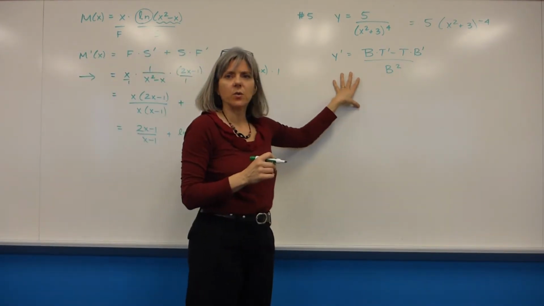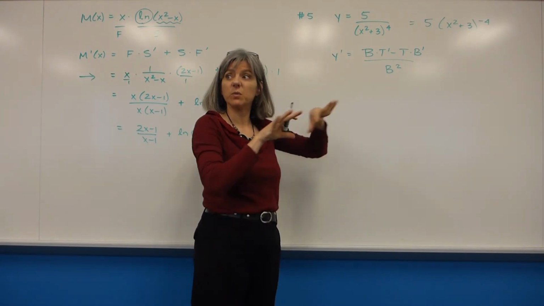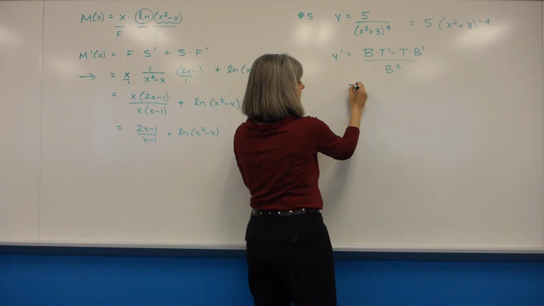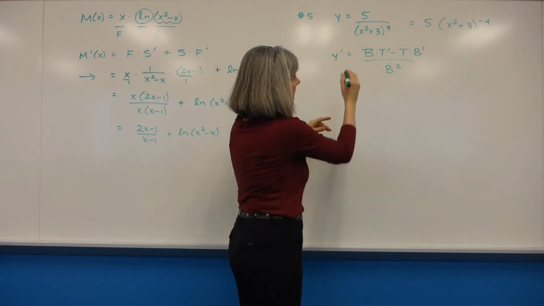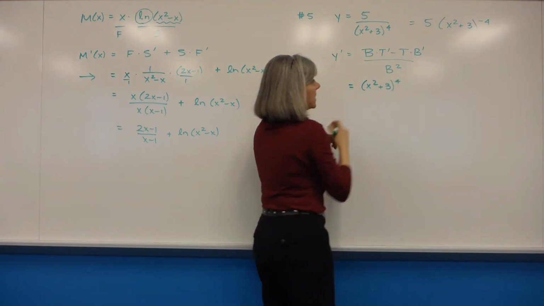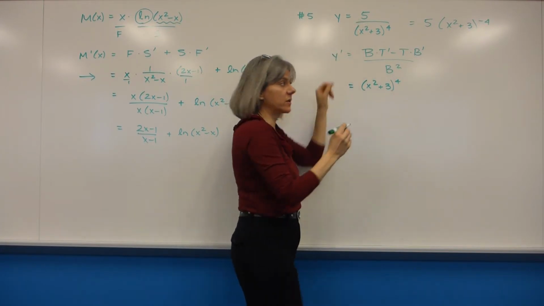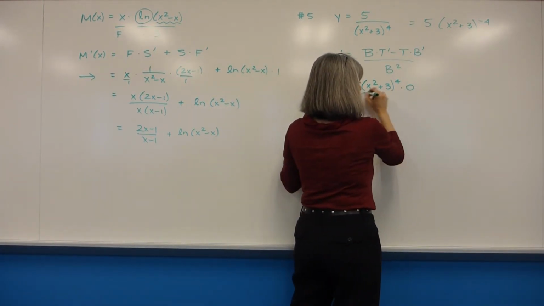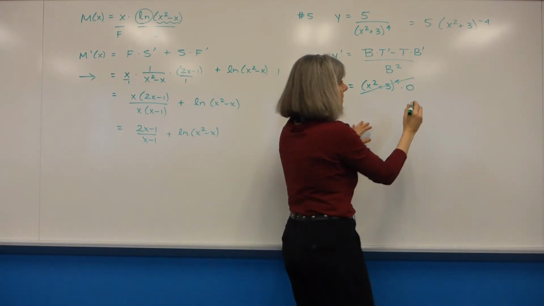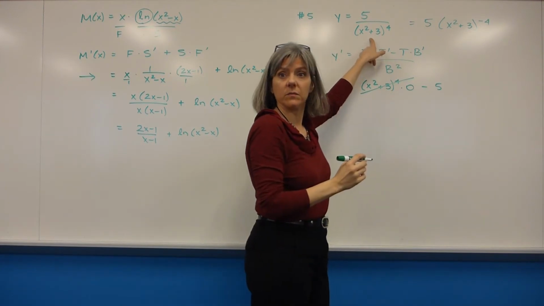Do you want to do this as a quotient rule, or would you rather do it as just a plain old chain rule? Or do you want to do both? Should we do both? That's good practice. So let's start with quotient rule. I have it written down. The bottom, x squared plus 3 to the 4th, times the derivative of the top, 0. That means that whole term is gone, right? Because we're going to multiply by 0. So minus the top, 5, times the derivative of the bottom.